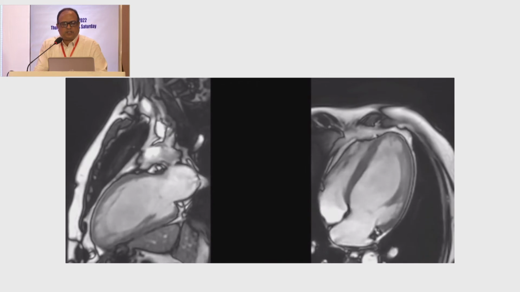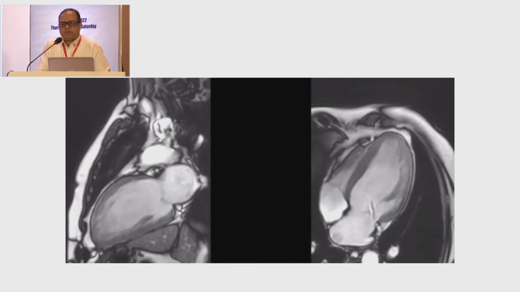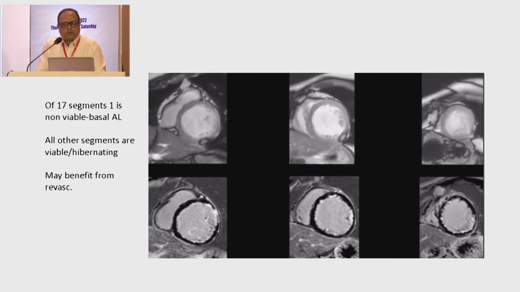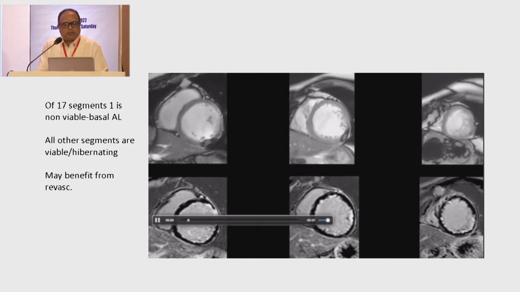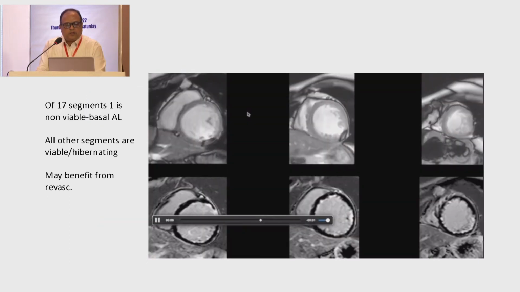This is another case showing global hypokinesia, but the wall thickness is preserved. If you look at the wall motion, the whole global myocardium is hypokinetic, particularly the anteroseptal and basal anterolateral wall, which is transmural thickness infarction showing akinesia. And this case is triple vessel disease, and all the vessels are ischemic and producing hibernation. So in this case, revascularization is worthwhile.